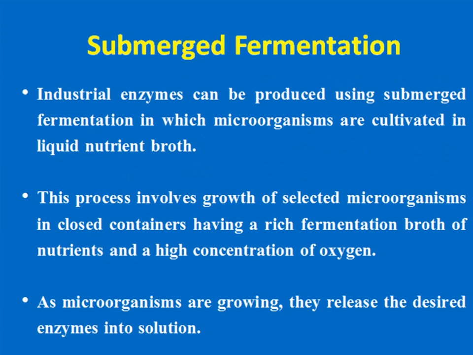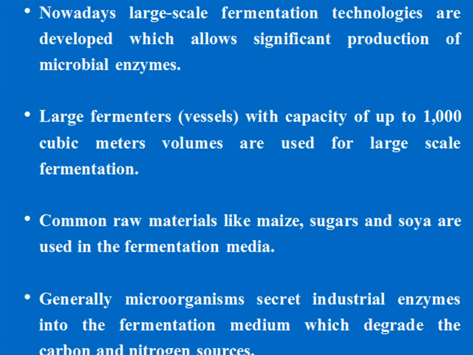Next is submerged fermentation. Industrial enzymes can be produced using submerged fermentation in which microorganisms are cultivated in liquid nutrient broth. This process involves growth of selected microorganisms in closed containers having a rich fermentation broth of nutrients and a high concentration of oxygen. As microorganisms are growing, they release the desired enzymes into solution. Nowadays, large-scale fermentation technologies are developed which allow significant production of microbial enzymes.